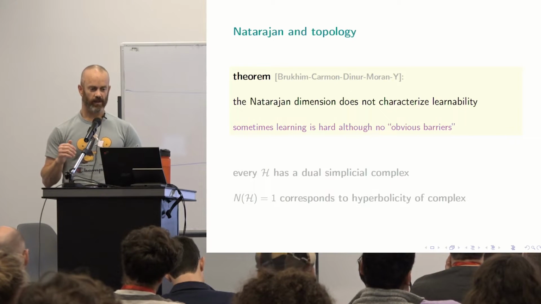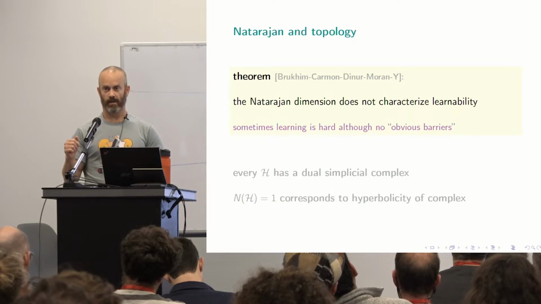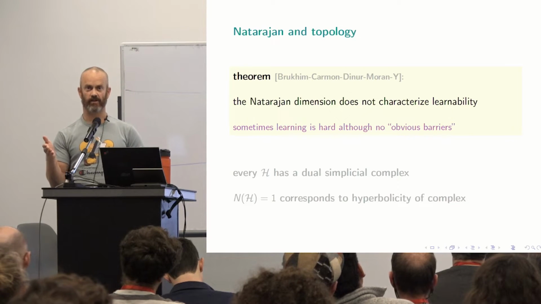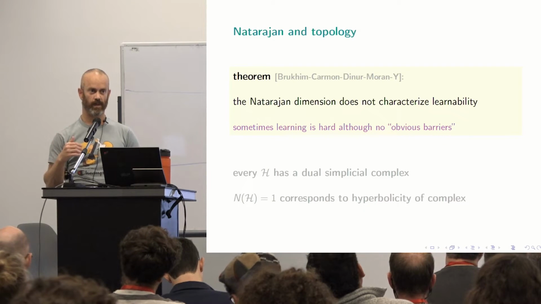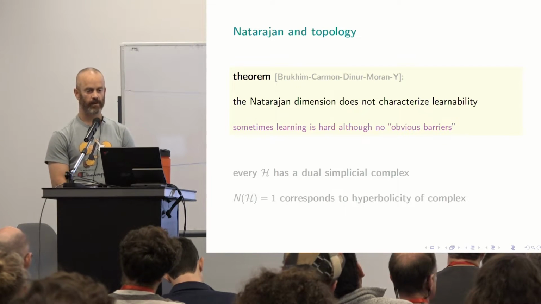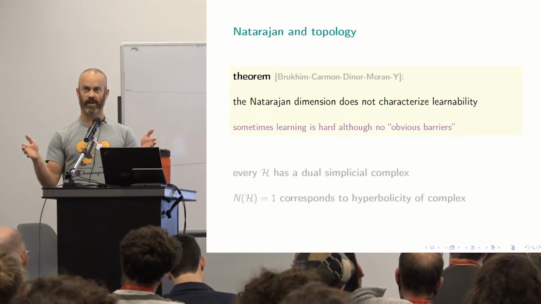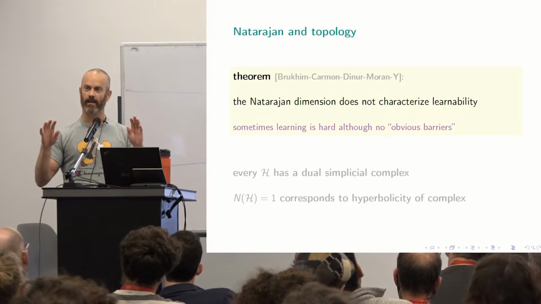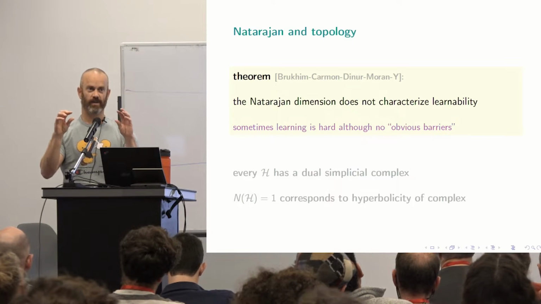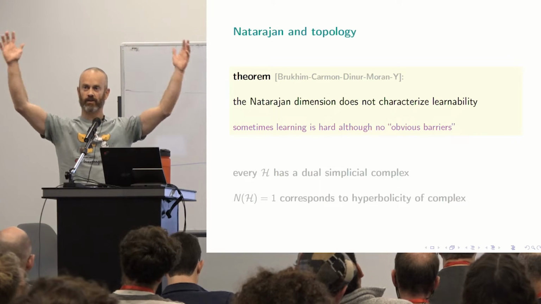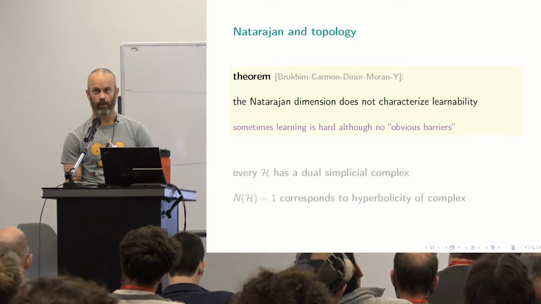In a relatively recent work, we noticed that in some cases the Natarajan dimension can be 1, but still the class cannot be learnable, and I will tell you a bit more about this later. So sometimes it is hard to solve a learning task, although it is not exactly clear why. There is no local obstruction, in some sense. It's a global obstruction to learnability. I will tell you more about this later.